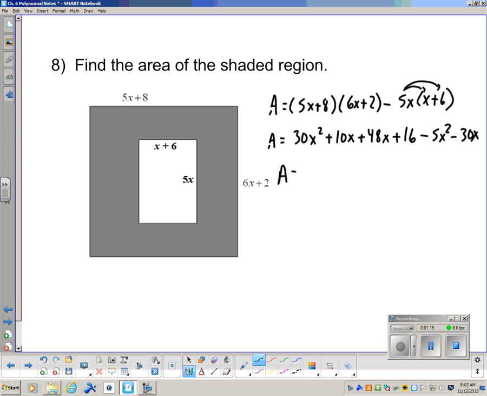All right, so now let's simply combine our like terms here. A 30x squared minus a 5x squared gives you a 25x squared. And then we've got a 10x plus 48x minus 30x. So 58 minus 30 there gives us 28x. And then I still have that constant there of 16. So there we have the area of that shaded region. So just the area of the shaded in part there is 25x squared plus 28x plus 16.